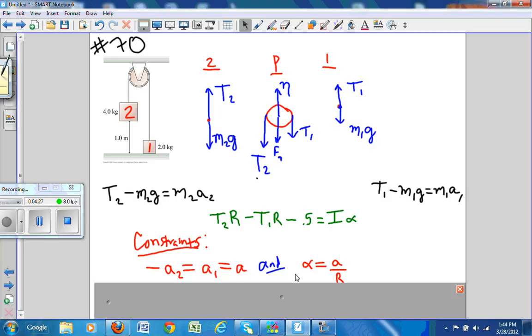And then also, like we've been talking about, the alpha here is going to be equal to this acceleration divided by the radius as well.